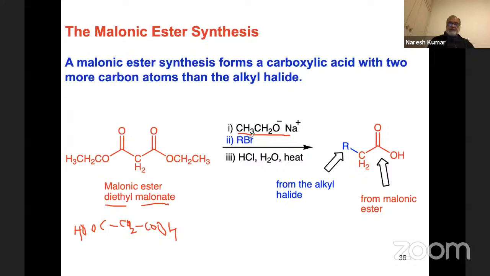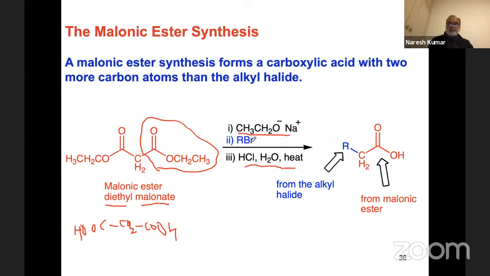And if you react it with an alkyl bromide, you will put that R group onto that carbon over here. And if you work up your reaction with aqueous acid and heat the reaction mixture, you will find that one of the carboxylic ester groups is lost in this reaction, and the CH2 and the acid component from the malonic acid gets added to the alkyl halide.